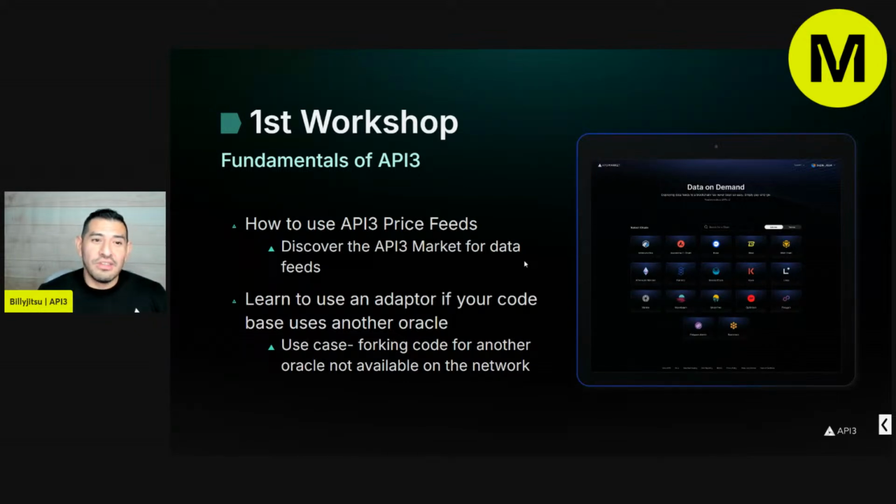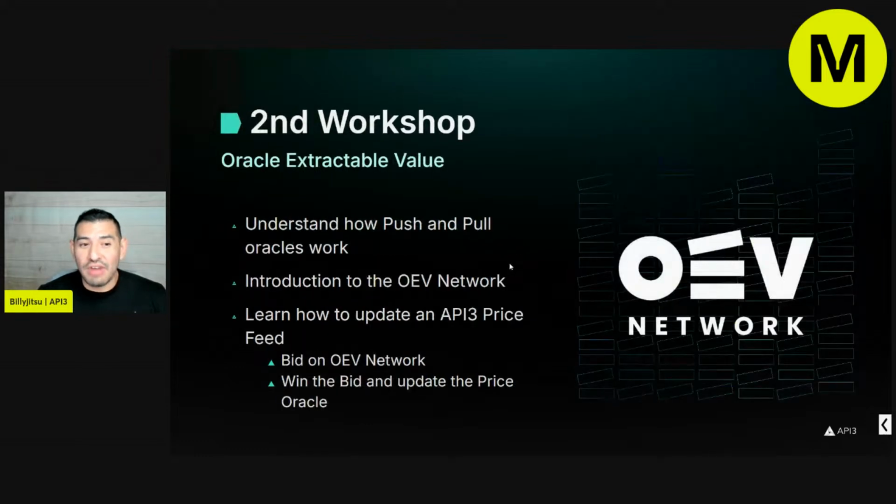Today's workshop is on Oracle Extractable Value, basically a deeper understanding of how push and pull oracles work, and an introduction to the OEV network. Why does there need to be a separate network for such a thing? What is the point of it? And then we're going to learn how to actually update a price feed on mainnet, right? So we're going to actually do a bid on the OEV network. We're going to win that bid, and we're going to update the price feed oracle.